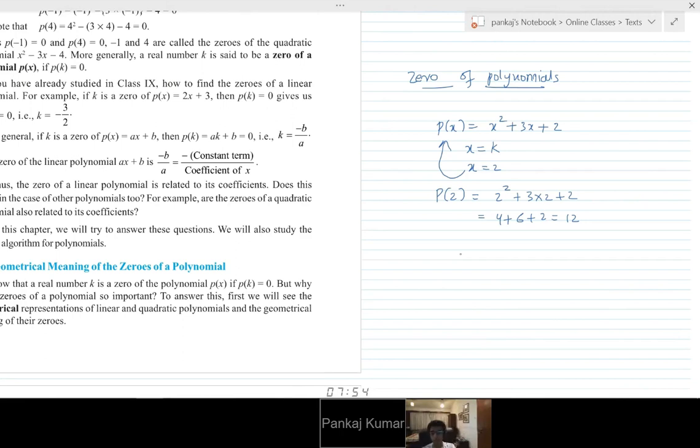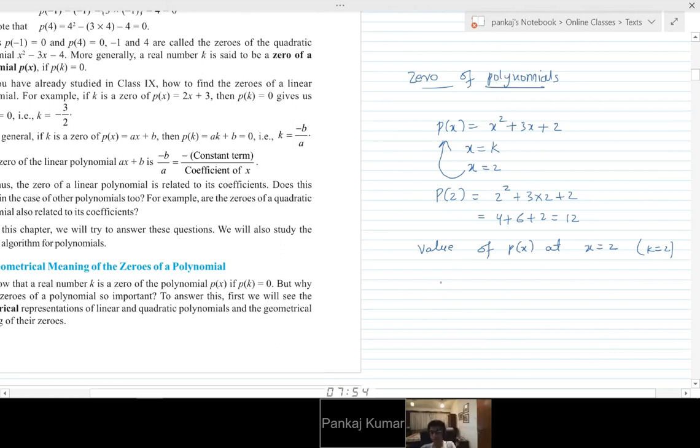So this is the value of p(x) at x equals 2. K was 2 here. K represents any constant value. So, understood what is the value of a polynomial at some particular value of x? Now, what is the zero of a polynomial?